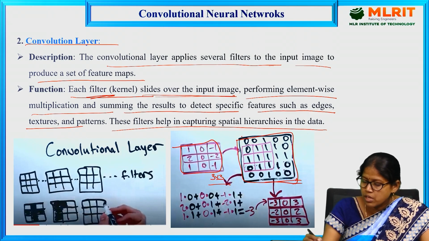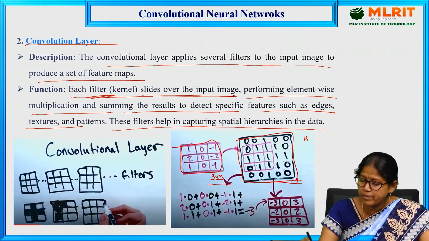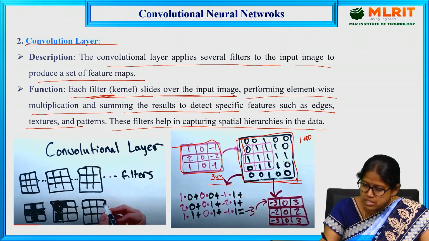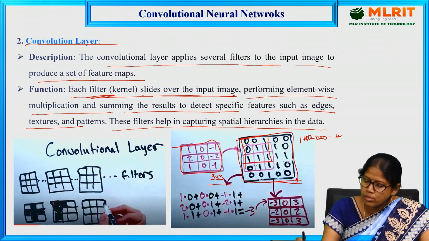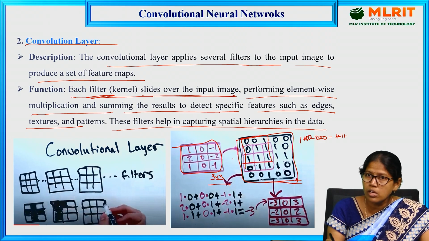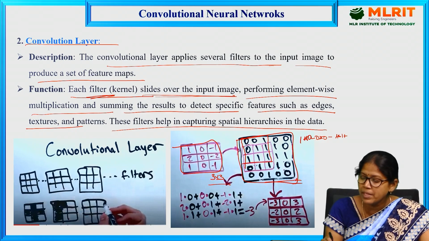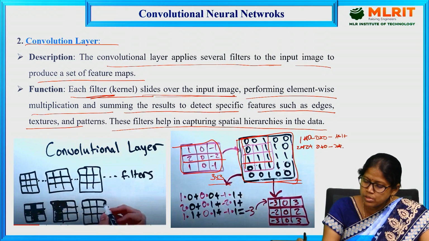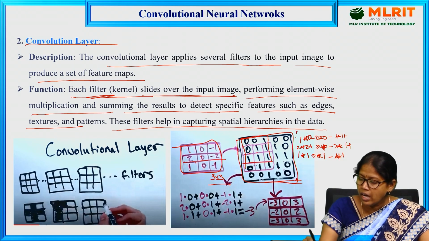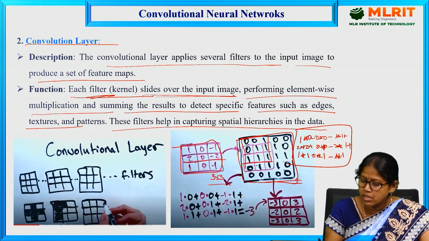So first, how will these values produce the output? Let's see. 1 will be multiplied with 0. It will consider the first 3 rows and 3 columns. 1 into 0, next 0 into 0, and minus 1 into 1, plus the 3 rows and 3 columns multiplied with each and every value and summed up. Plus again 2 into 0, plus 0 into 0, and minus 2 into 1. Sorry, 2 into 0, 0 into 1. Next again 1 into 1, again plus 0 into 1, minus 1 into 1. After multiplying and summing up all these values, we get the value minus 3.